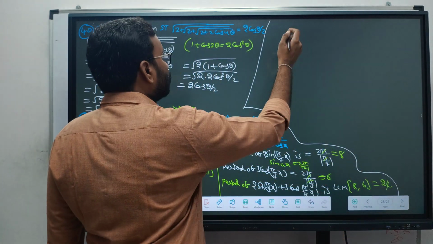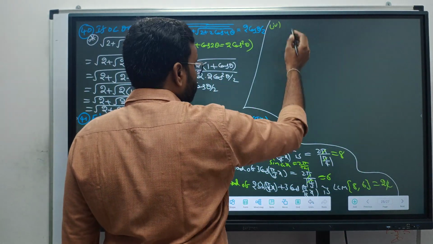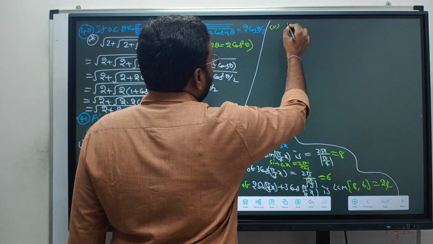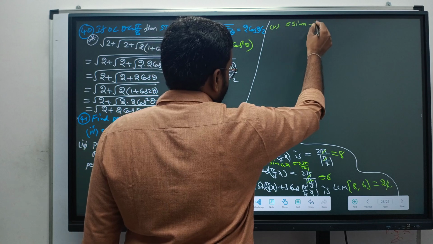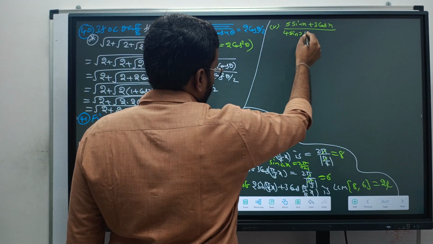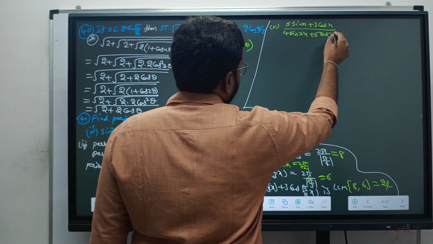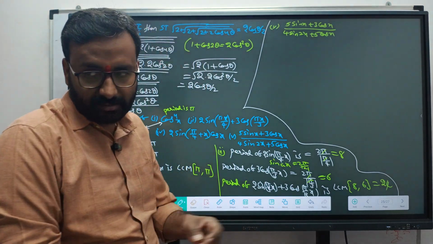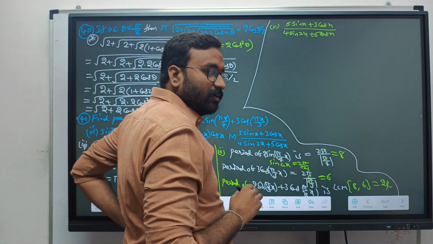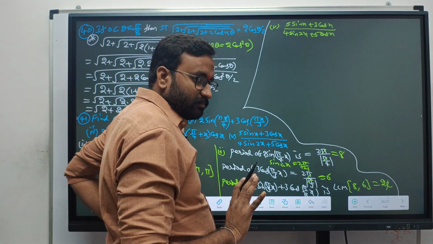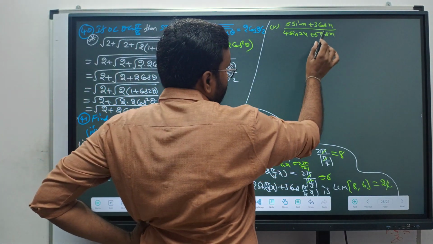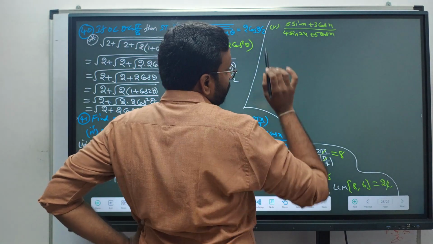The question is what? Fifth question: (5 sin x plus 3 cos x) by (4 sin 2x plus 5 cos x). We know all the sin and cos periods. What is the period of sin x? 2 pi. Sin ax has period 2 pi by mod a, so sin x is 2 pi. What is the period of cos x? 2 pi. What is the period of sin 2x?